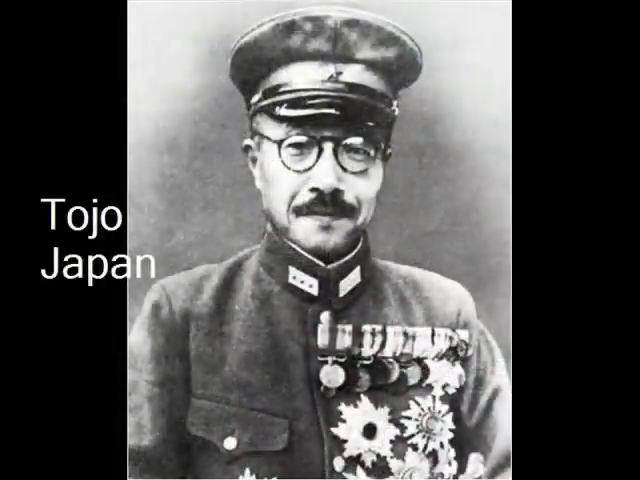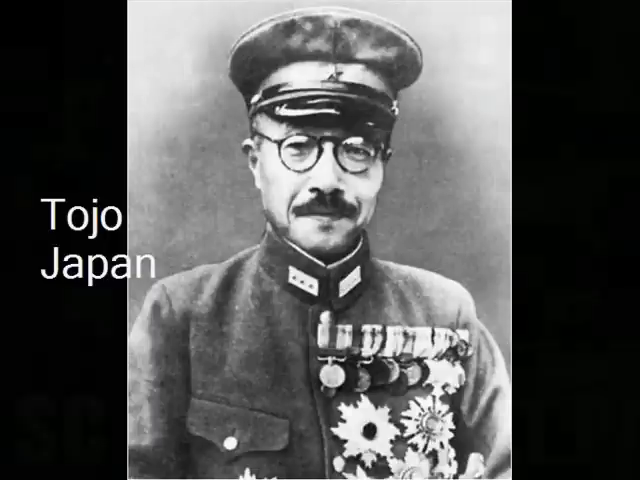Hideki Tojo was the Prime Minister of Japan during World War II. While he was Prime Minister, he was also in the Japanese Army. He was part of the committee that planned to bomb Pearl Harbor. As part of this plan, he declared war on the United States on December 1st, 1941. He was hung on December the 28th, 1948 for war crimes against many nations.